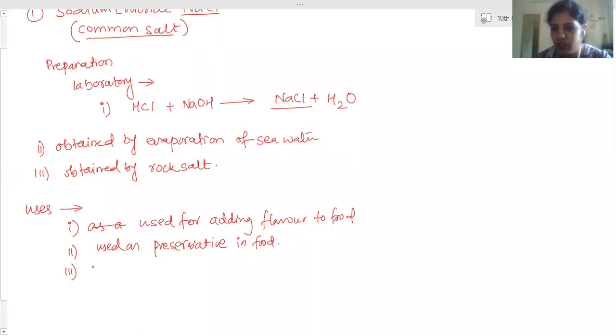Then ORS solution. ORS solution has an amount of glucose and some ions present, yes. Then any other?